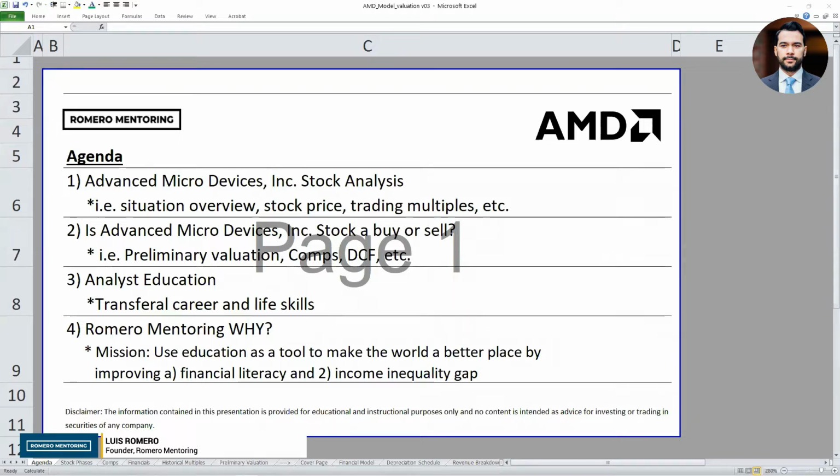Then, of course, we're going to dive into trading multiples, review the financial profile and health of the business, and perform our own valuation analysis using sales multiple, EBITDA, and then, of course, take a look at discounted cash flow analysis. And lastly, why are we doing what we're doing?